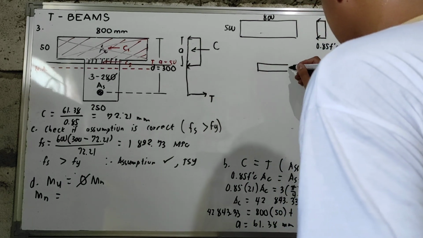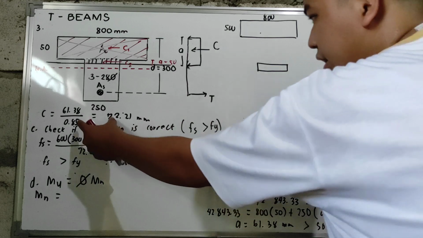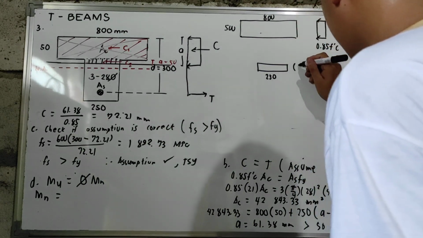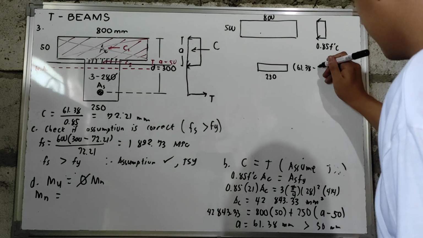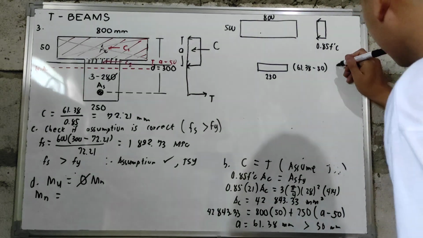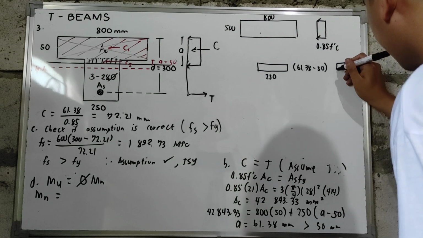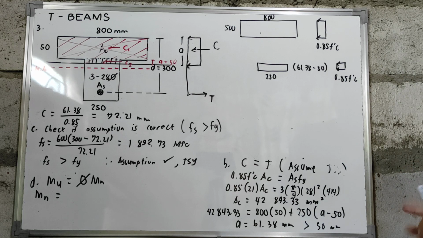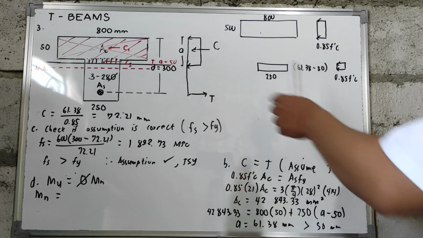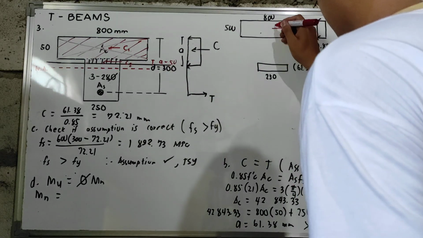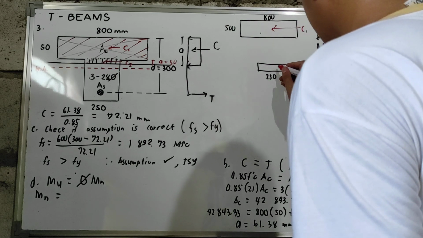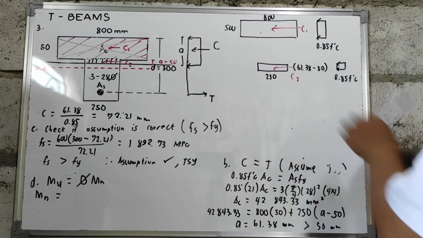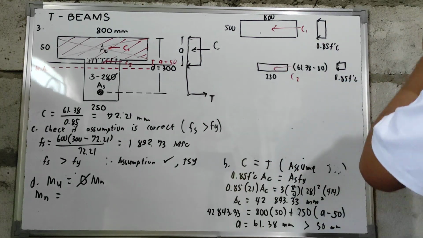Ito yan. So, meron tayo dito na width niya na 250. Tapos, yung height niya is 61.38 minus 50. So, for this, meron pa rin tayo dito compressive force na acting sa kanya na 0.85 F prime C yung intensity niya. So, with that, mangyayari niyan is dito sa flange natin, meron tayong C1. Dito naman sa natira natin, meron tayong C2 na tinatawag. So for that, yung C1 at saka C2 natin, it will have yung C natin.